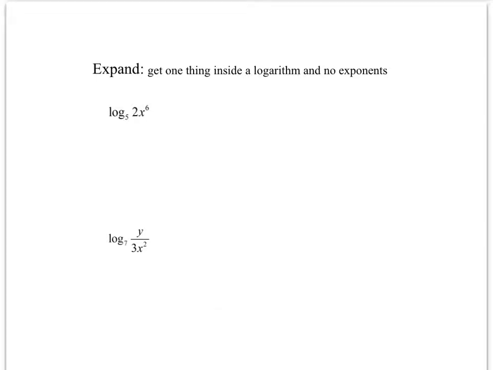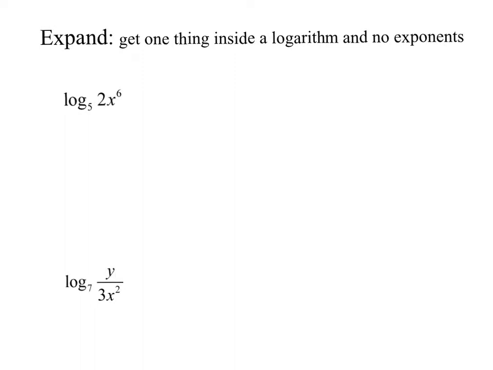So the main thing that you're going to do is something called expand. I want to see this in your notes when I check your notes. Expand means that you get one thing inside the logarithm and you have no exponents. So you want one thing inside the logarithm and no exponents. If you look at this problem, I've got 2 and x inside the logarithm, and I have an exponent of 6. So I only want to get one thing.